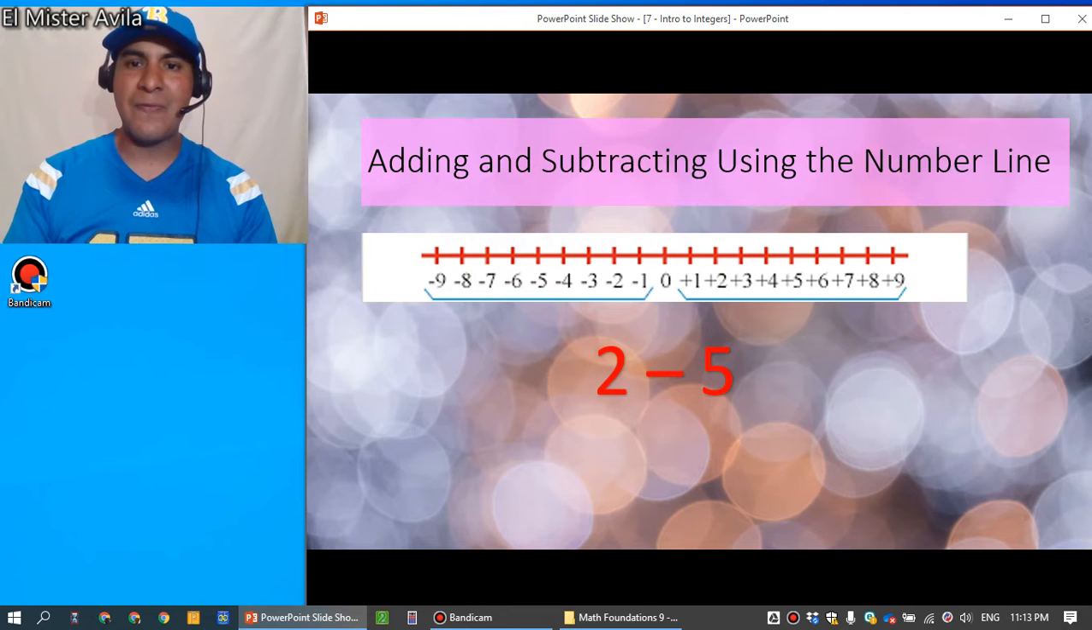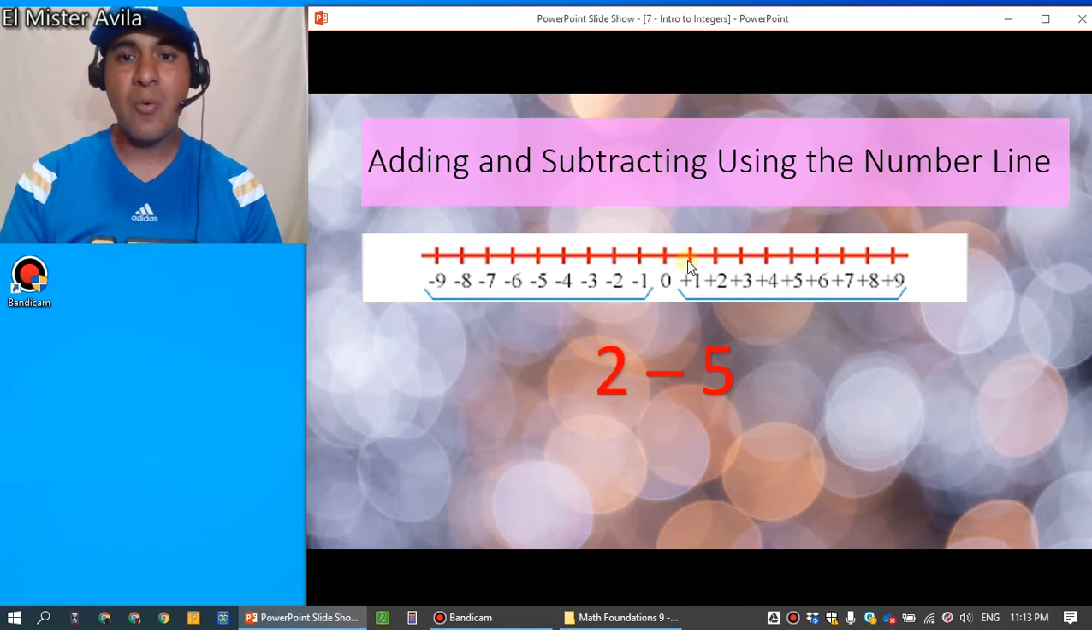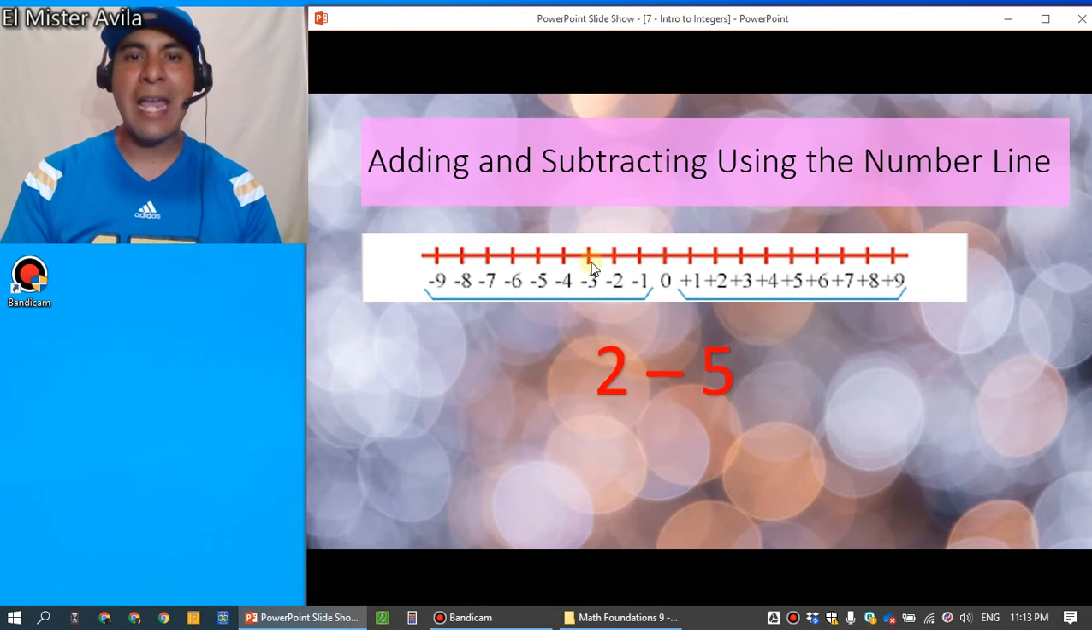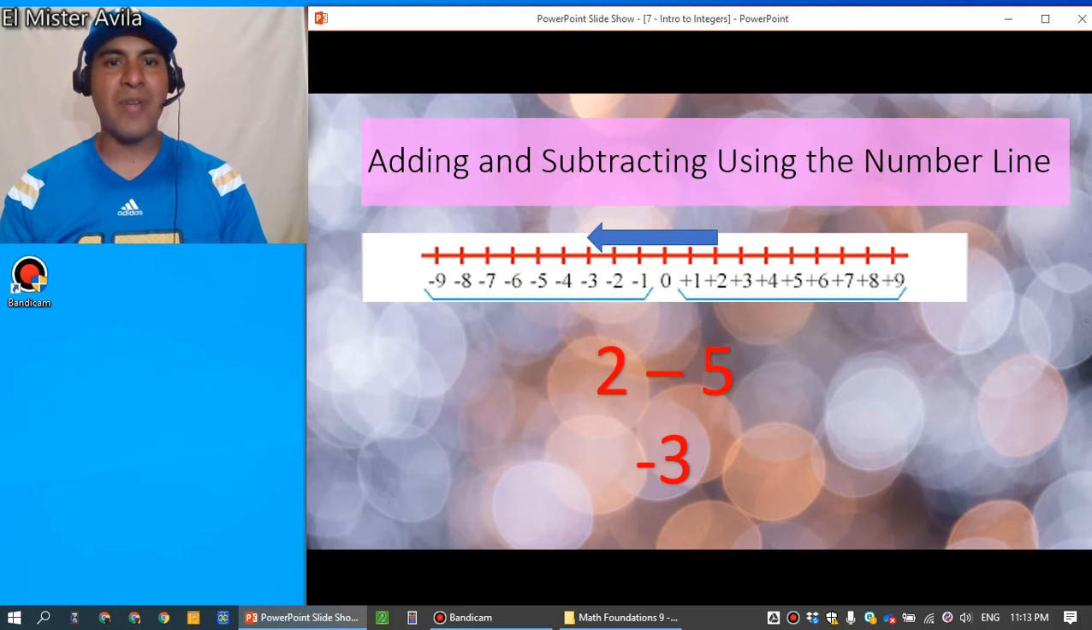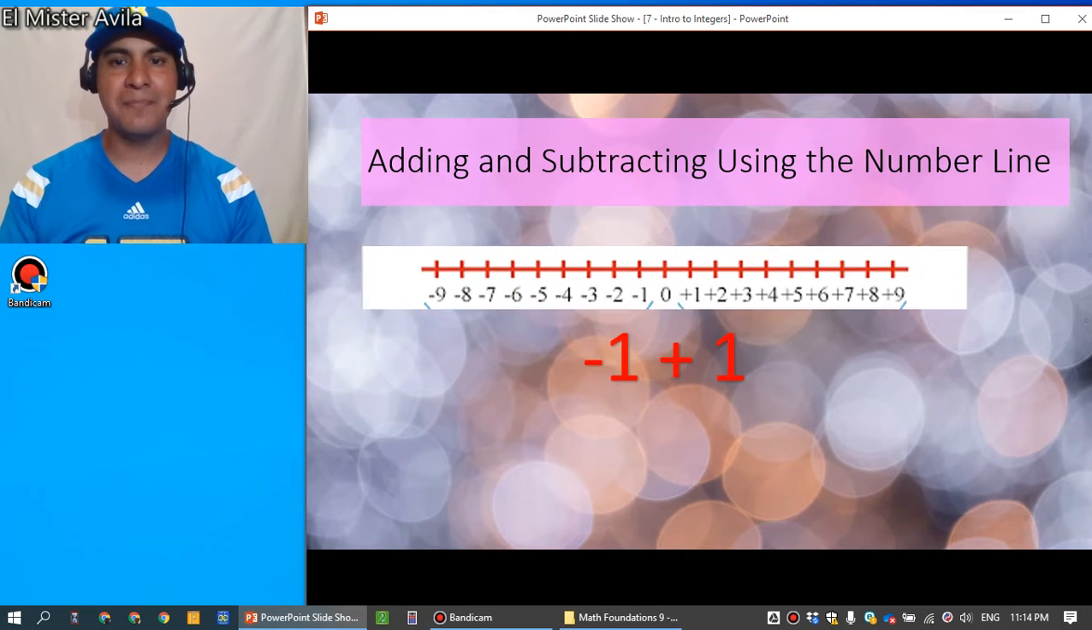If I do 2 minus 5, well, start at 2, and I'm going to subtract 5. So I'm going to count 5 to the left. 1, 2, 3, 4, 5. That gives us -3. Nice. We're able to subtract 2 minus 5 and get a negative number.